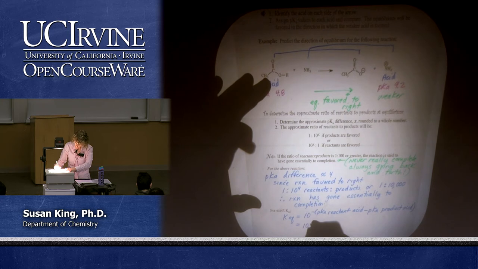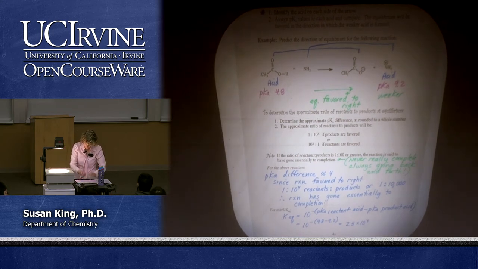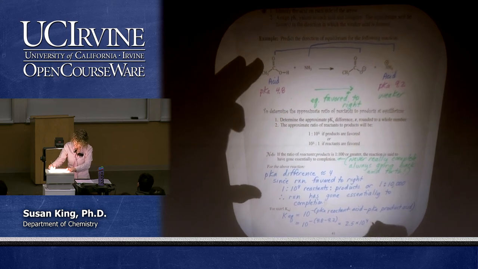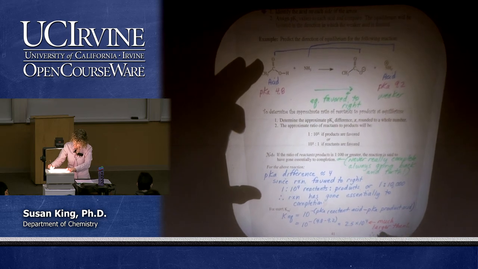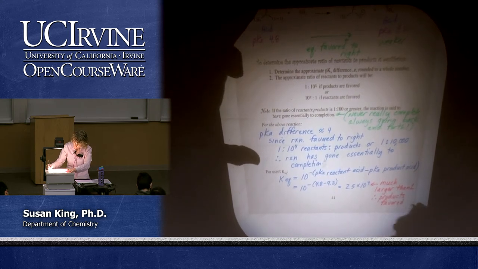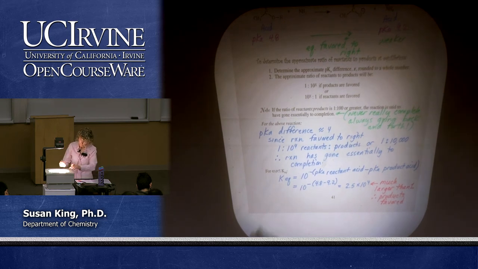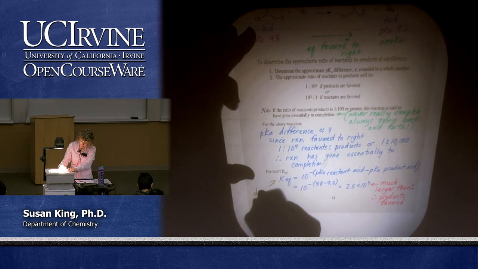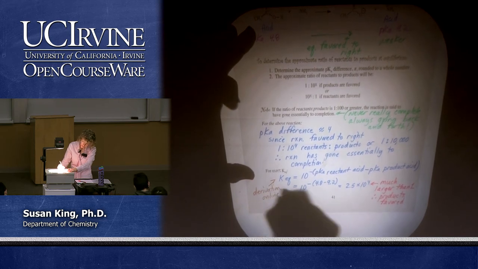And that's equal to 10 to the minus 4.8 minus 9.2, and that's equal to 2.5 times 10 to the 4th. So this is much larger than 1. Therefore, the products are favored. Okay, and then I'm going to put the derivation practice link, derivation online, if interested.